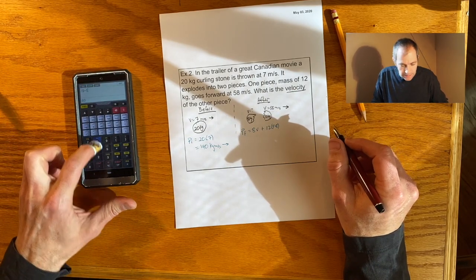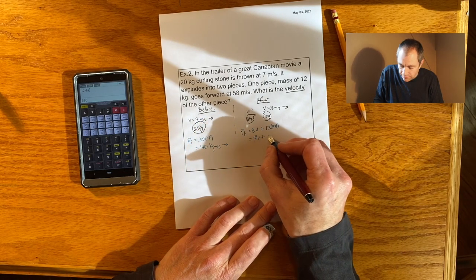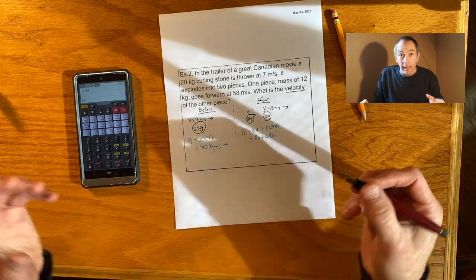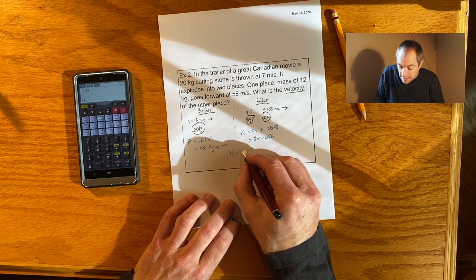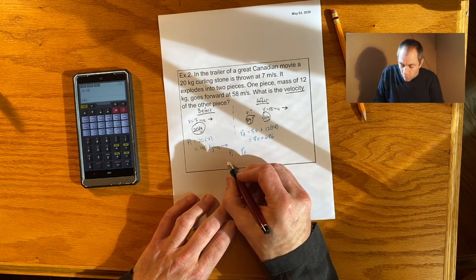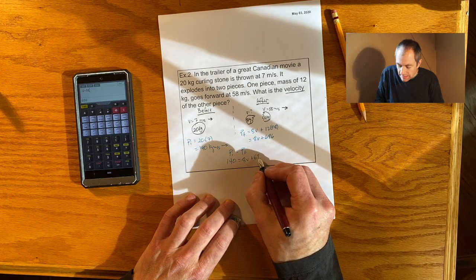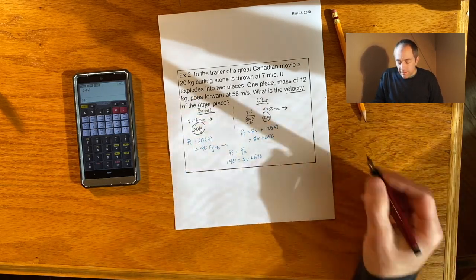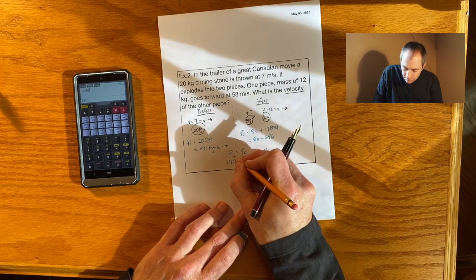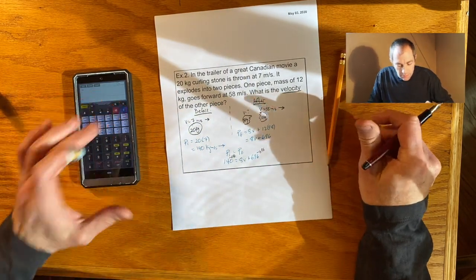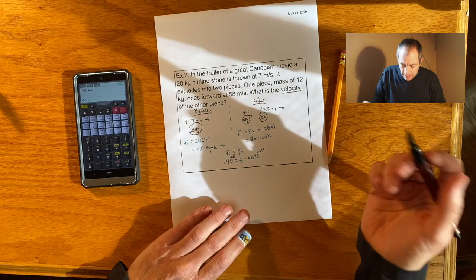Okay, so 12 times 58, 696. So we get P final is 8V plus 696. And again, momentum is conserved. So we say P initial equals P final. So 140 equals 8V plus 696. Now, we're going to get the V by itself. I'm going to subtract 696 off each side. So we'll go 140 minus 696, and we get a negative number.